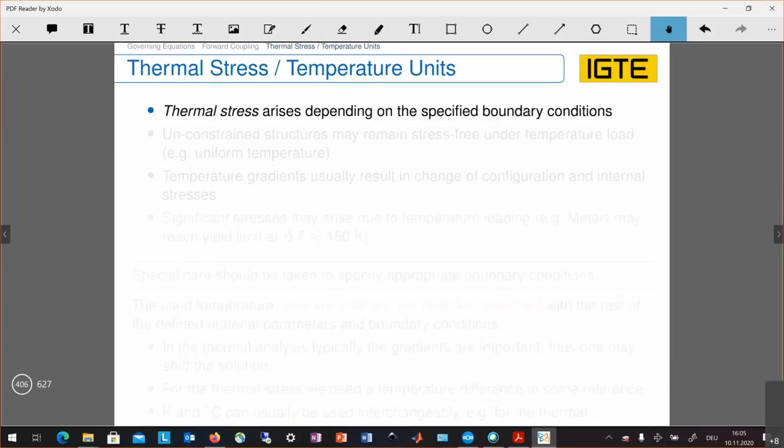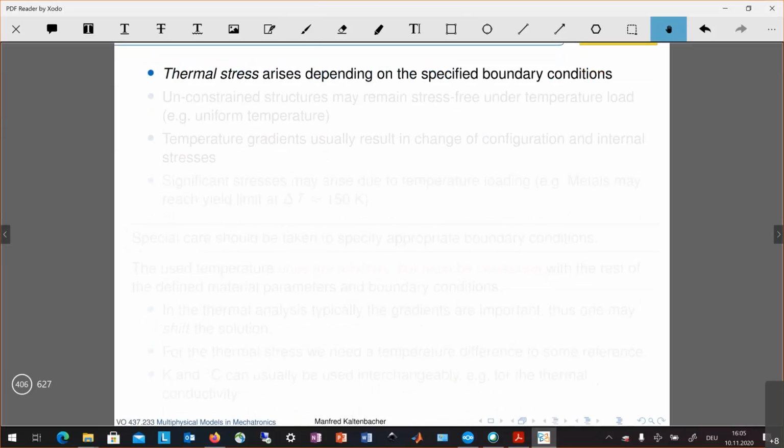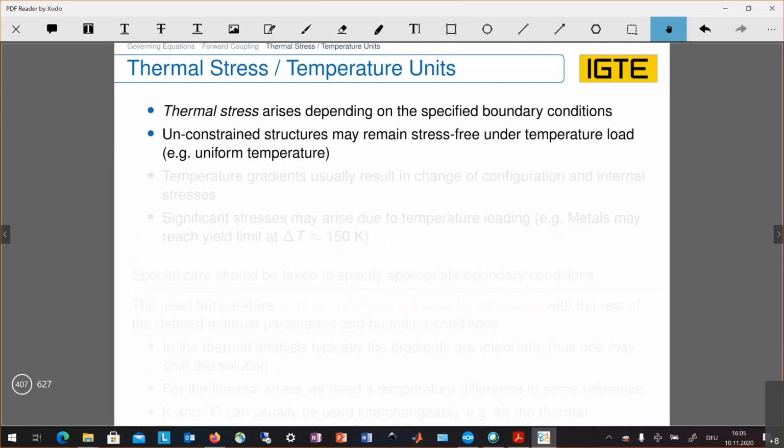Okay, so the thermal stress clearly arising depends also on the boundary condition. It's clear if you perhaps have an unconstrained structure, which means there is no fixing of your mechanical structure, then it will be stress-free, so the temperature load will not result into mechanical stresses, but it's not reality. In reality, you clearly have at some parts of the boundary a fixing of your structure, and then clearly the stresses will come up.